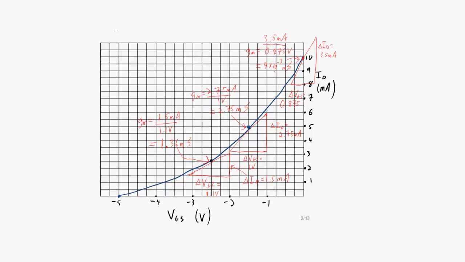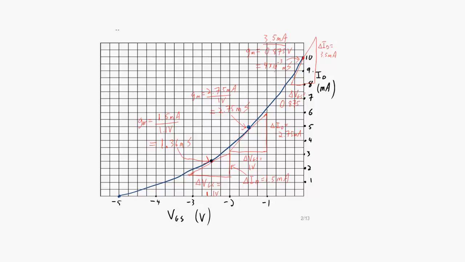We go up the graph a little bit, and we draw a tangent to that point on the graph, and we approximate what the delta ID is and what the delta VGS is, and we get 2.75 milliamps over 1 volt for a transconductance of 2.75 millisiemens. And then further up, we've got an even steeper slope.